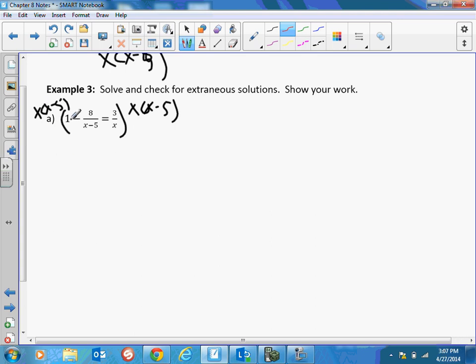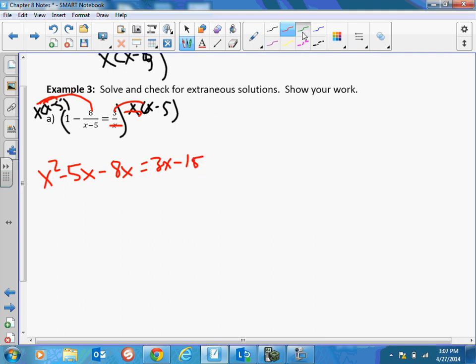So 1 times x(x minus 5), if we distribute that, is x squared minus 5x. Okay. If we go to the next one, the x minus 5's cancel out. So we have x times negative 8, which would be negative 8x. I made a mistake the first time I was doing this and made a positive 8x, and it messes up your answer. So make sure you account for that minus right there. This one, the x's cancel out. So we have 3 times x minus 5, which will be 3x minus 15.